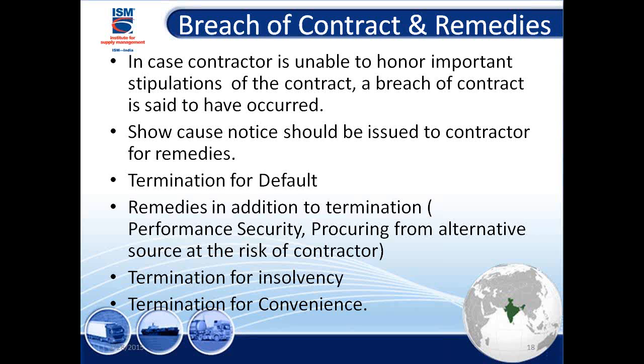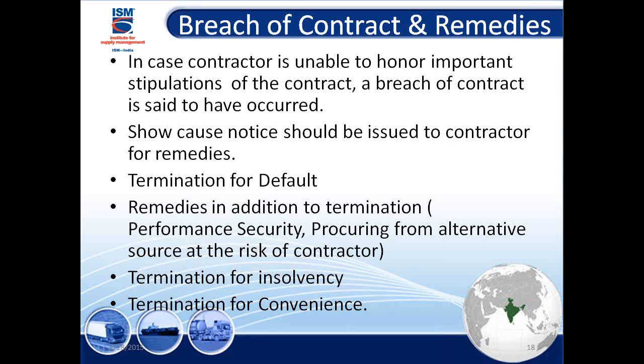Now, as I said to you, in case the contractor is unable to follow the guidelines given in the contract, the stipulation given in the contract, that means the breach has happened. The stipulation could be with the payment terms, the delivery, the service level agreement, or quality. Anything. If those things don't happen, then we call it a breach of contract. So remember the word breach of contract.